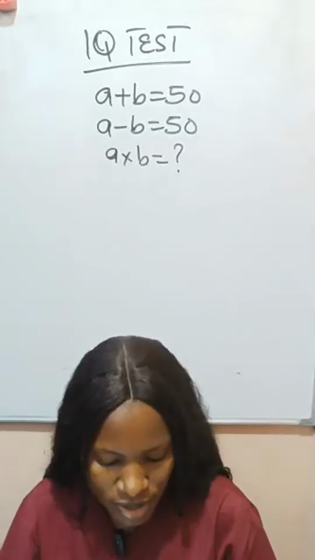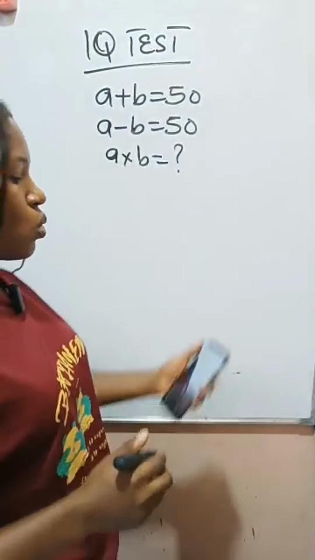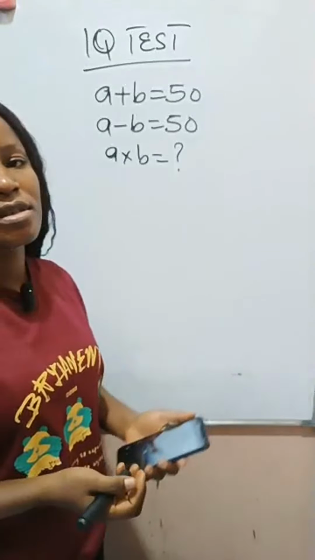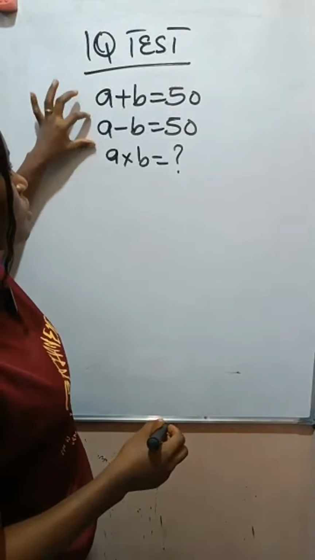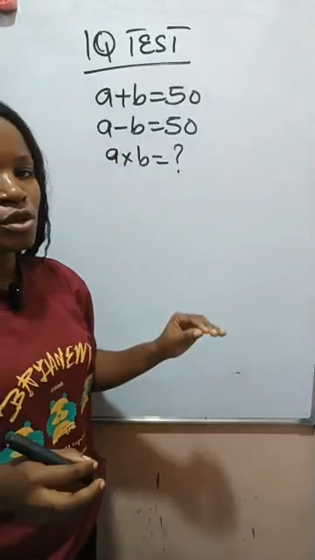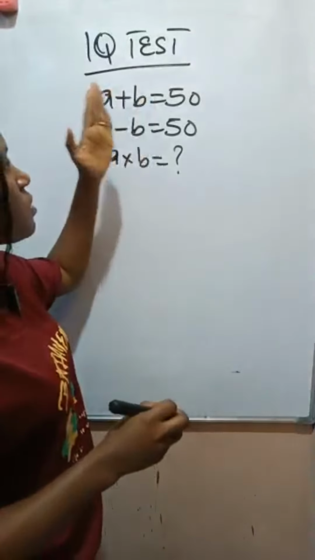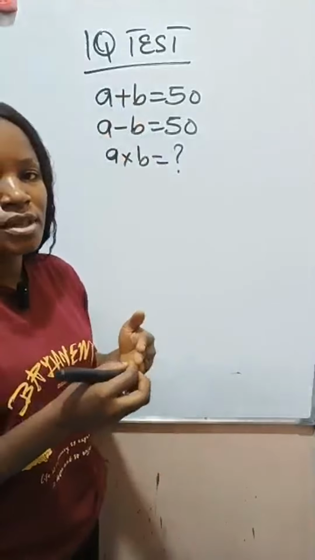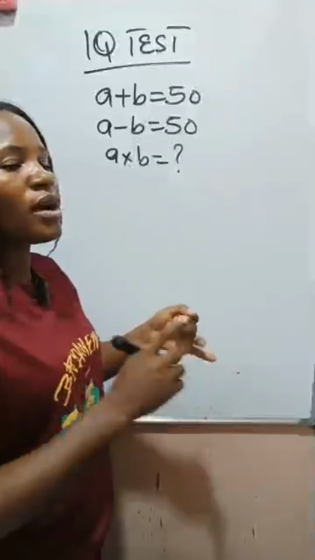So let's summarize this, for the benefit of those that sincerely don't know how to solve this. This is how to solve it. Anytime you have two equations and two unknowns, the first thing that will come to your mind, if you want to get the value of any of those variables, is to use the simultaneous equation method. That is, you solve them simultaneously. You can either use the substitution method or the elimination method.